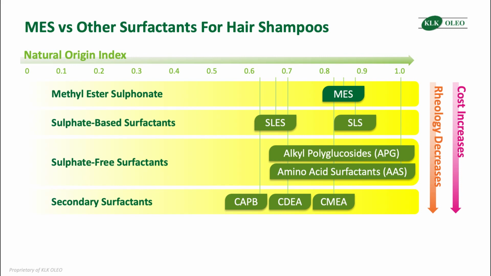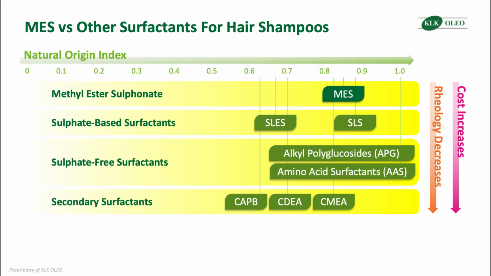However, it is difficult to modify the rheology profile of these surfactant systems. Formulators have to add secondary surfactants like CAP-B, CDA, and CMA to help adjust the rheology profile. These secondary surfactants have a lower natural origin index compared with APG and AAS, and therefore they will lower the overall natural origin index of the formulation.